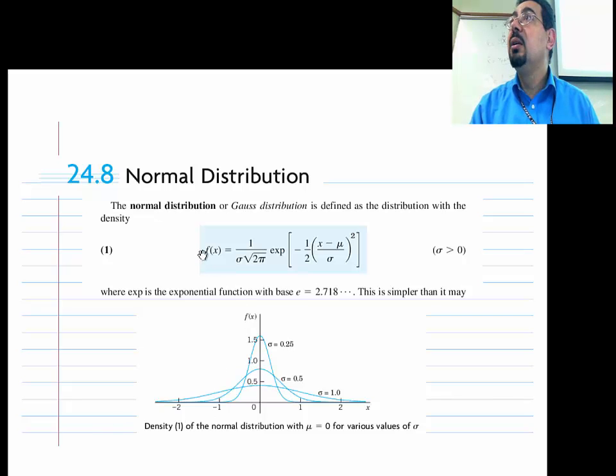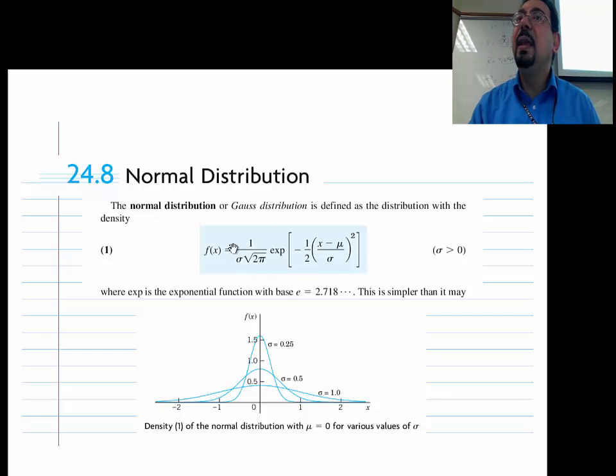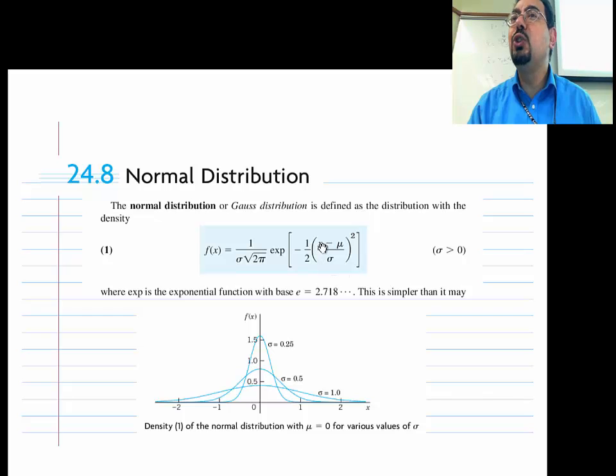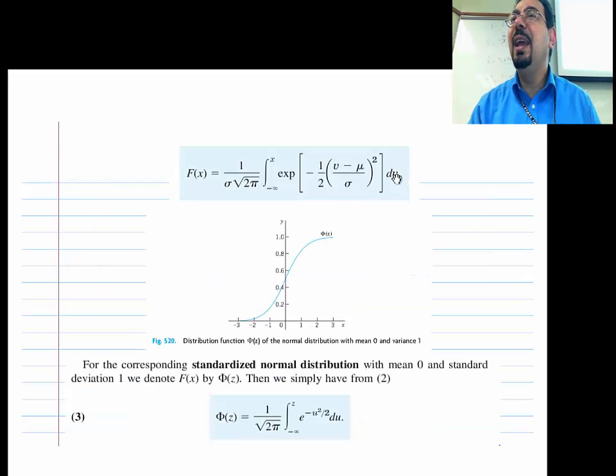Capital F, the cumulative distribution, is also a function of x. How do we get it? We integrate this guy from minus infinity all the way to the x where you would like to get the capital F of x. So the limits of the integration are from minus infinity to x. It would be confusing if you have x at the limit and x inside the integration. So they decided to call the variable that we're integrating over v. Let's call it k, let's call it m.